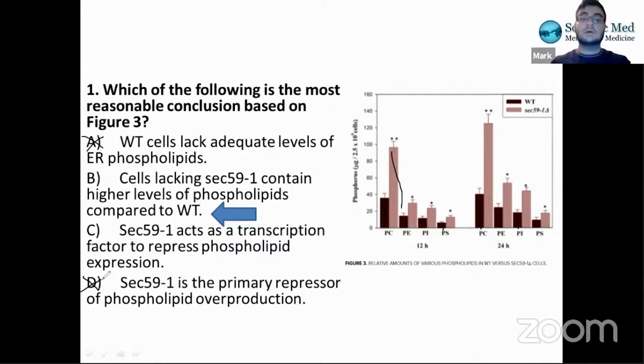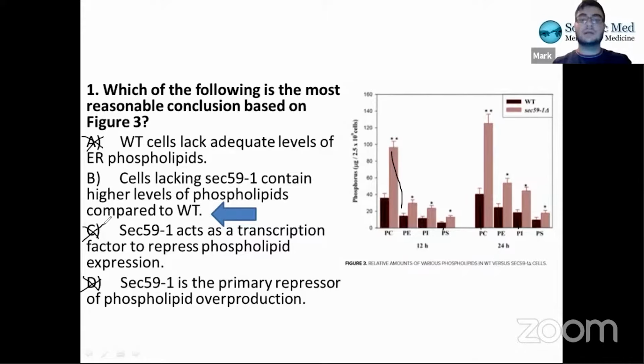Same thing for C. Sec59 acts as a transcription factor to repress it. You don't know that it's a transcription factor. You don't know its mechanism of action. You don't know anything about it. You just know that when you get rid of it, you have more. But you don't know how, you don't know why, you don't know anything like that, just based on this graph. So while C and D are plausible, they're not exactly the right answer.